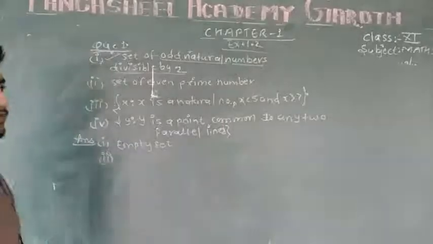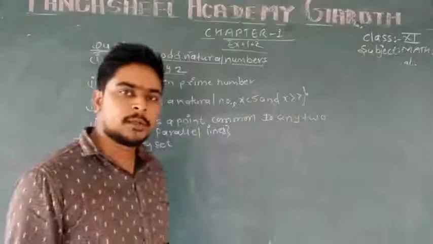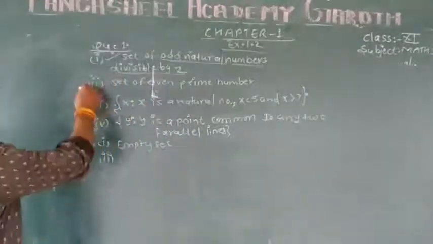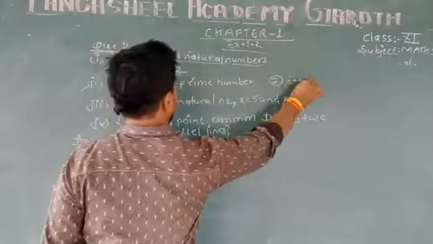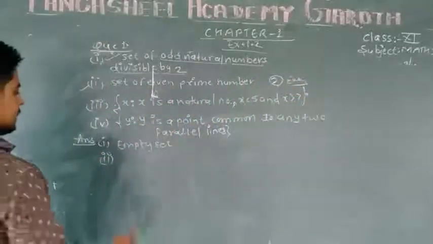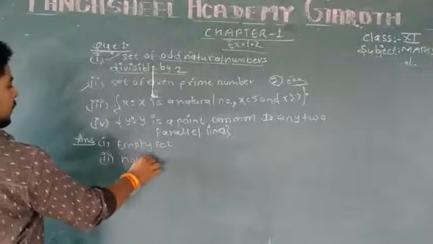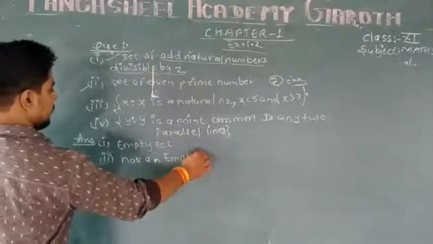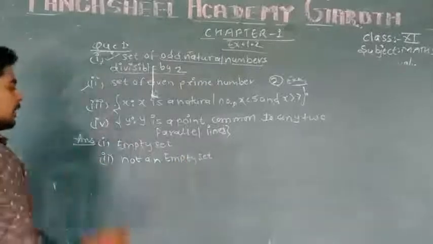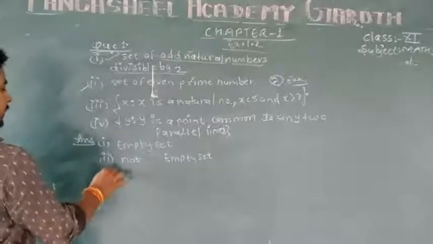We know that the least prime number is 2 and 2 is even. Therefore, it is not an empty set. Second, not empty set.